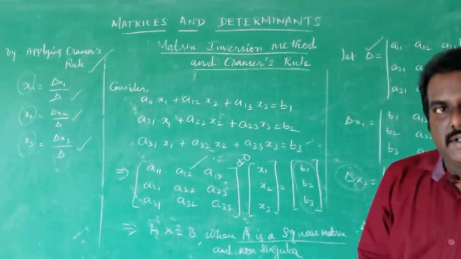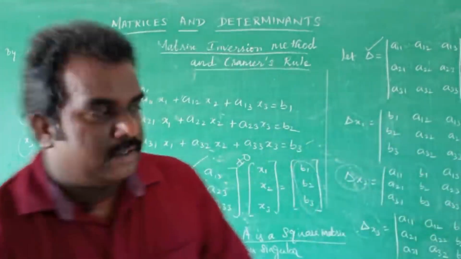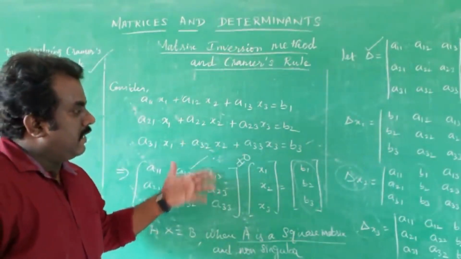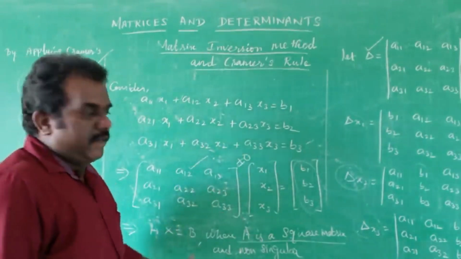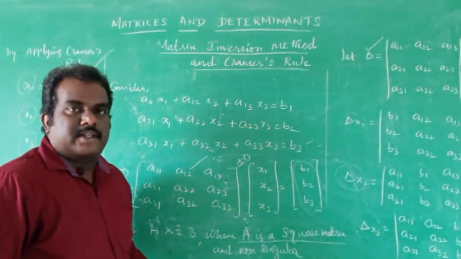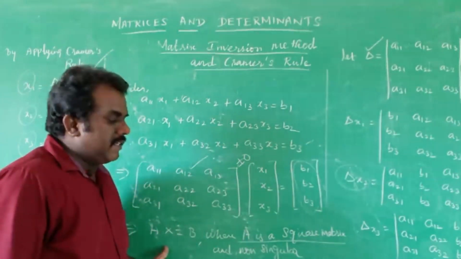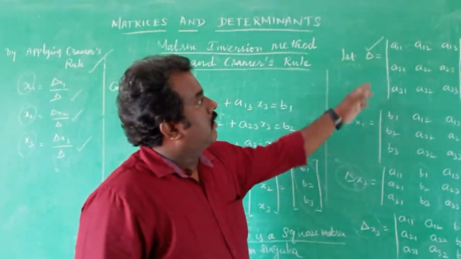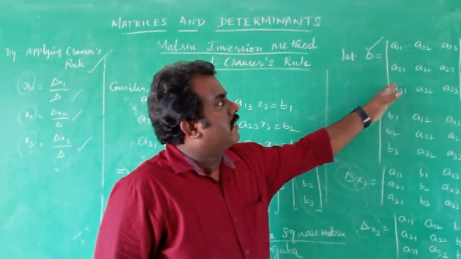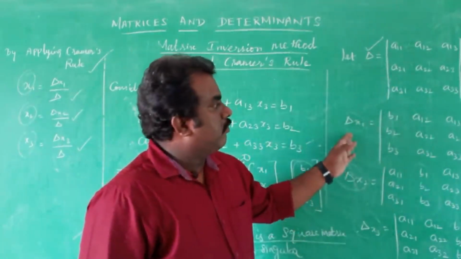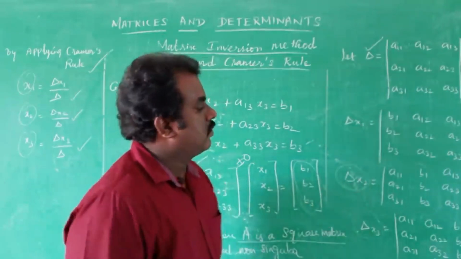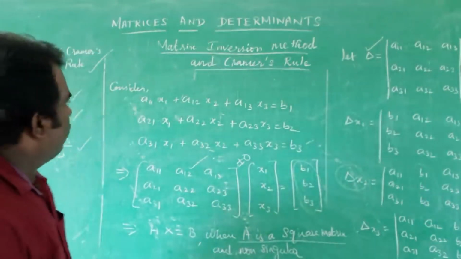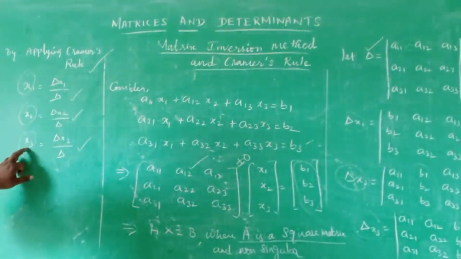Now we can go for some examples of Cramer's rule. This is the concept. So the given system of equations can be taken in the form of AX is equal to B. From that, A is a square matrix and non-singular, and the determinant of A is not equal to 0. The determinant of the coefficient matrix can be taken as delta. Then we can go for del suffix x1, del suffix x2, del suffix x3, and find the determinant of all these four. Then get the value of x1, x2, x3 from this.